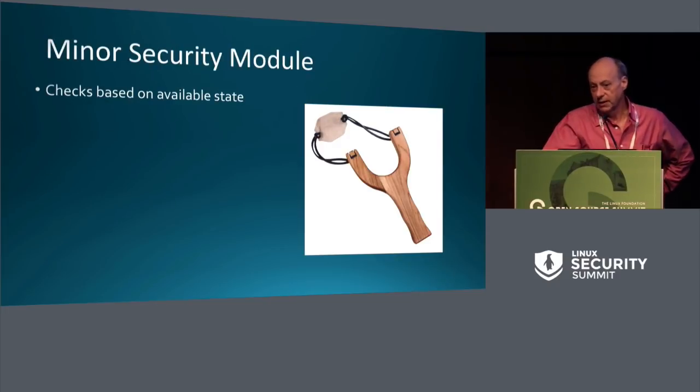We have minor security modules. These are little teeny security modules that do little interesting things, but most importantly, it's based on available state. They don't maintain any state of their own. They just use information that's already available, with a slight asterisk on that.